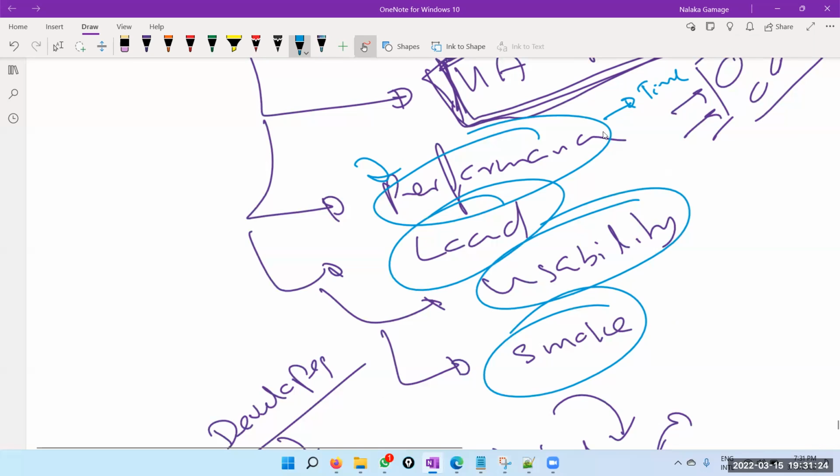If it is not meeting those objectives, that means there are performance issues which we have to fix and optimize.